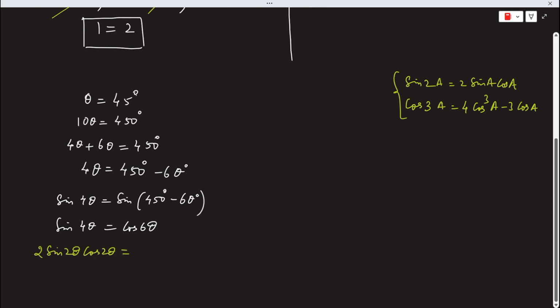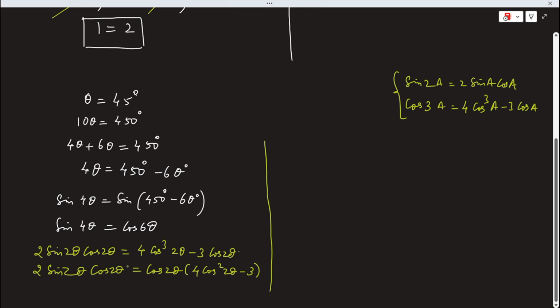Cos 3a is 4 cos cube a minus 3 cos a. So a becomes 2 theta here, so in place of a I write 2 theta: 4 cos cube 2 theta minus 3 cos 2 theta. So 2 sine 2 theta into cos 2 theta is equal to cos 2 theta into 4 cos square 2 theta minus 3. So we get cos 2 theta common on both sides. It's a common factor.